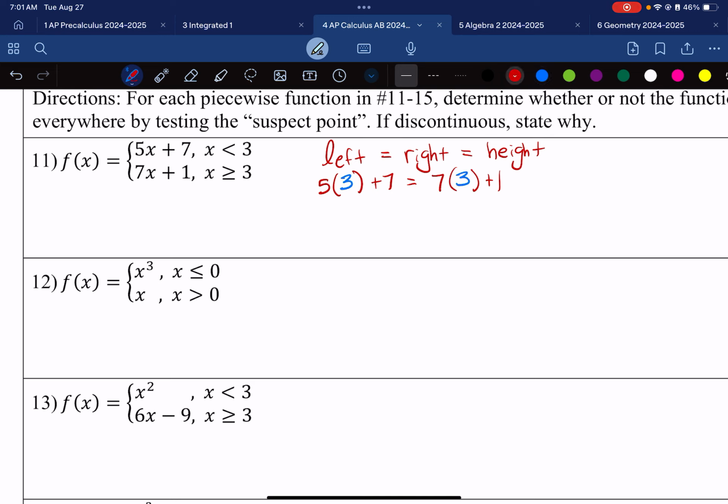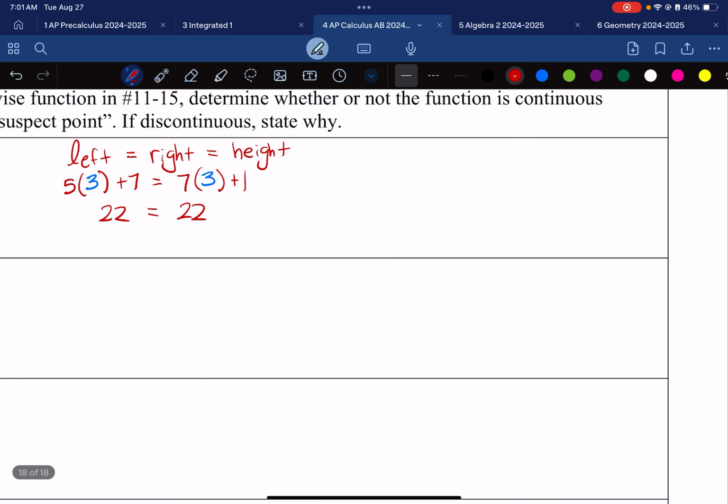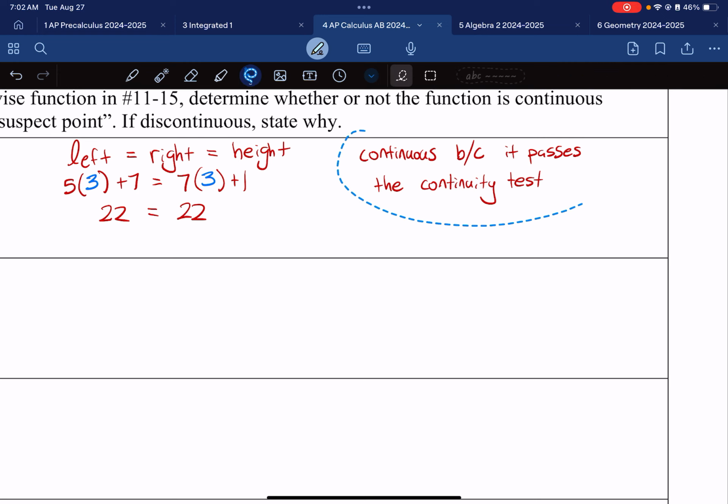and that's going to make this 15 plus 7 is 22. The right's going to be 21 plus 1, which is 22, and therefore it is continuous because it passes the continuity test. So that is the full explanation. You guys can write just continuous. But if you want the full explanation, you say continuous because it passes the continuity test. I have a feeling I'm going to be writing that over and over, so I'm going to go ahead and grab that so I can copy it, and I can paste it later.